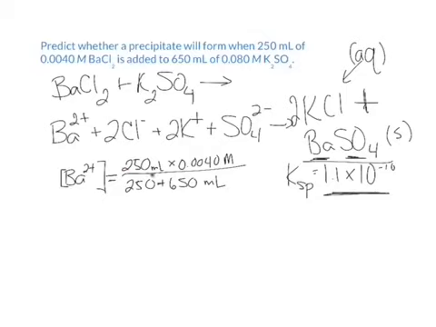Once you do this calculation, it gets you the number of moles of the barium that you're adding, and then this volume gets you your total liters. So moles divided by liters gives you molarity. The barium ion concentration added from the original solution was 0.0011 molar.